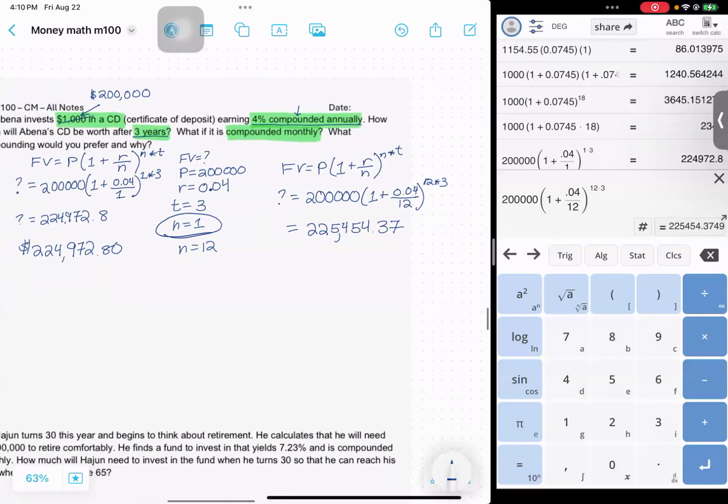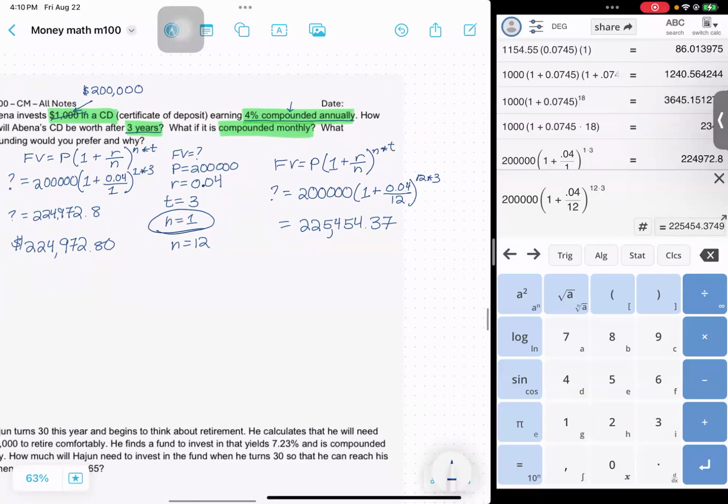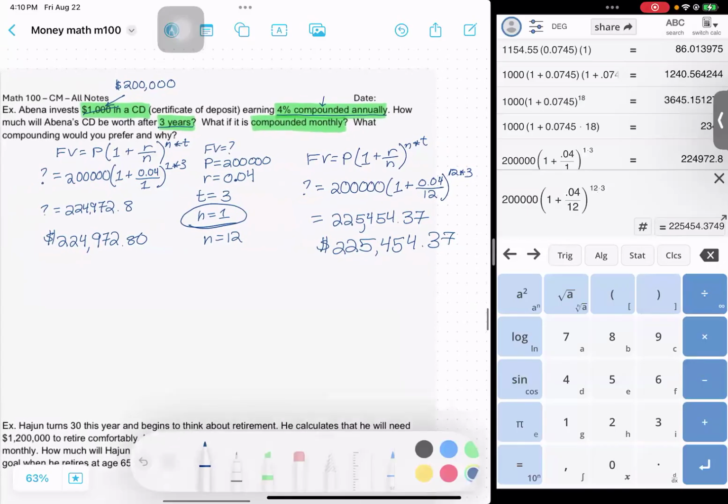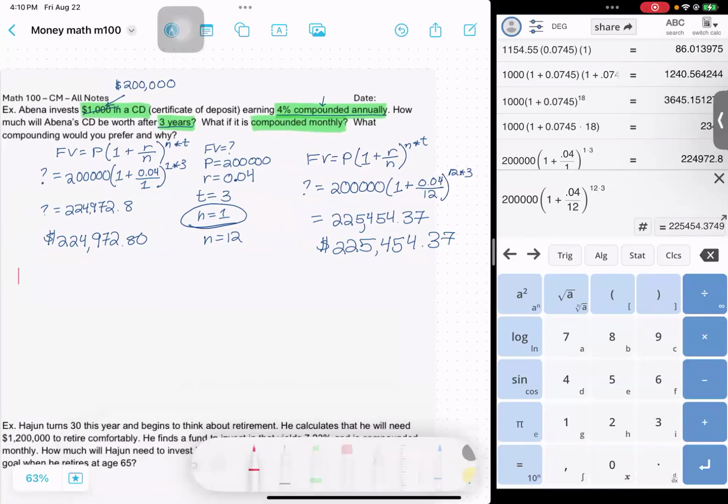Same? Are these the same? Nope. We have almost $1,000 difference. $225,454.37 if we compound monthly over if we compound just once a year. So compounding more often will actually grow us faster. Okay, that's actually a really cool fact. I'm actually going to write that down. Write this down too.